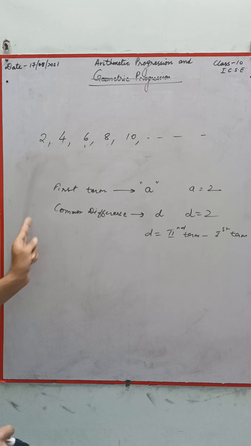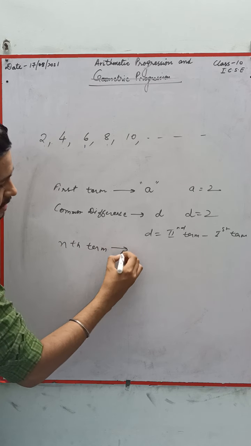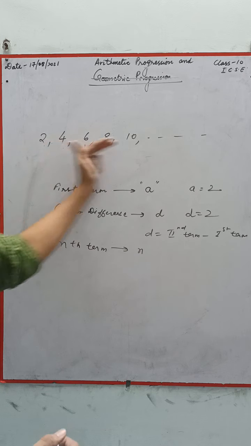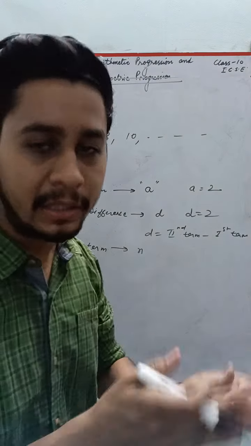Then comes the third thing, called the nth term, which is denoted by n. What do we mean by this nth term? In this progression, I wish to find, for example, the 17th term.